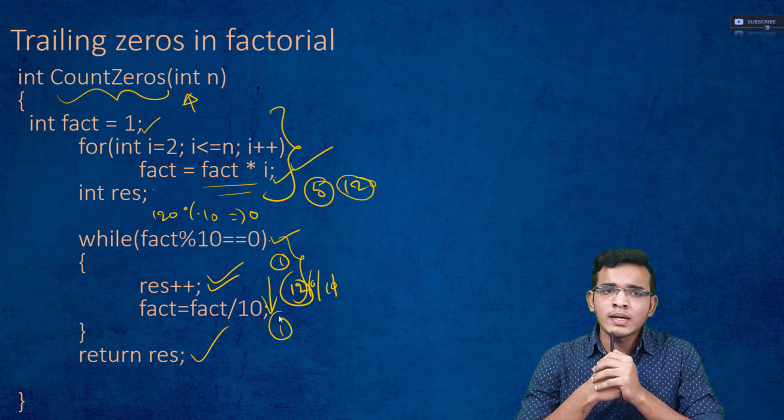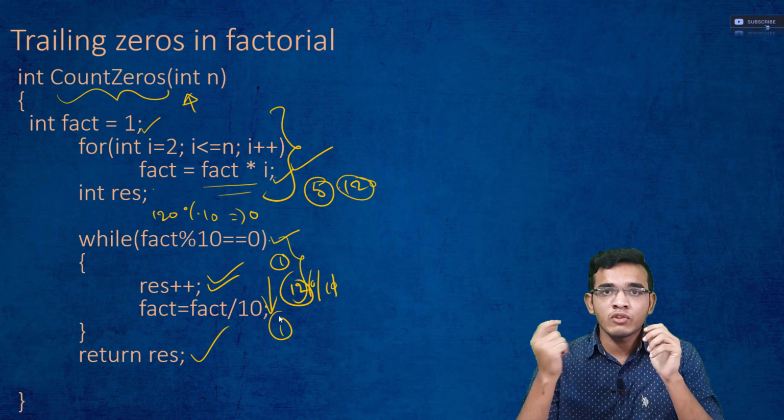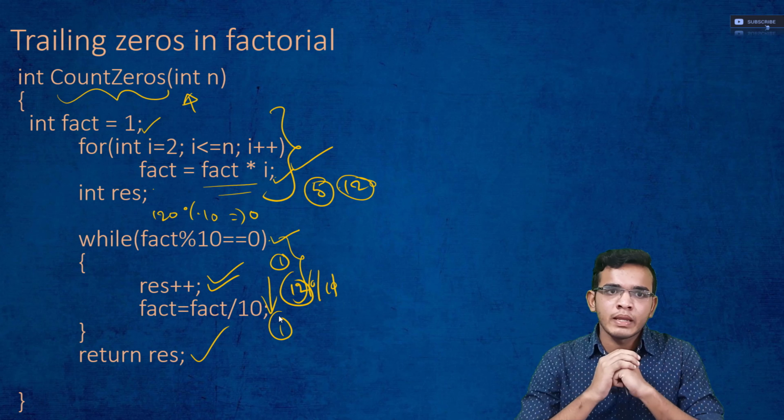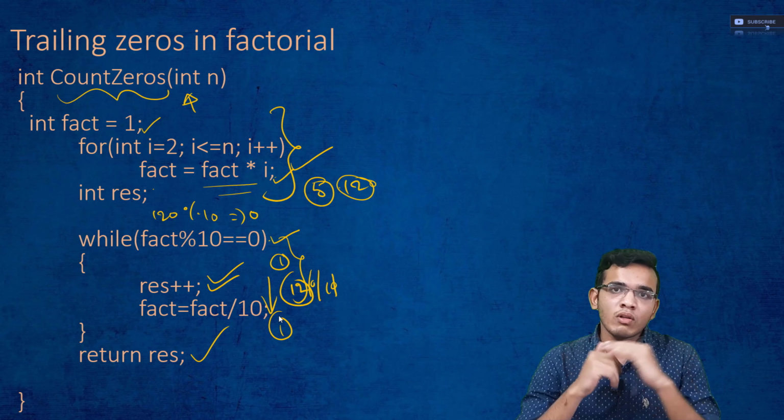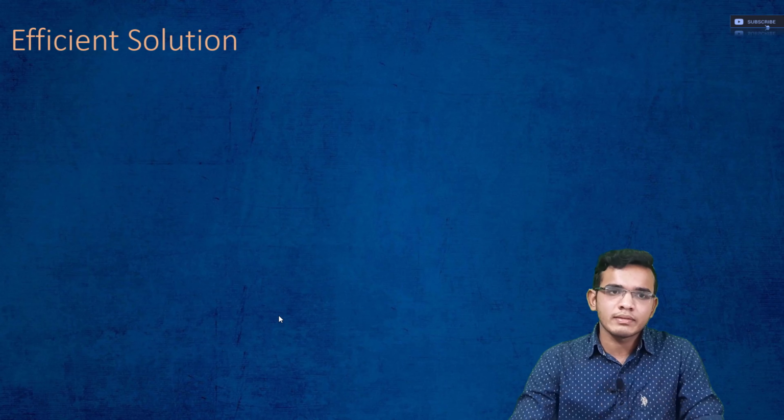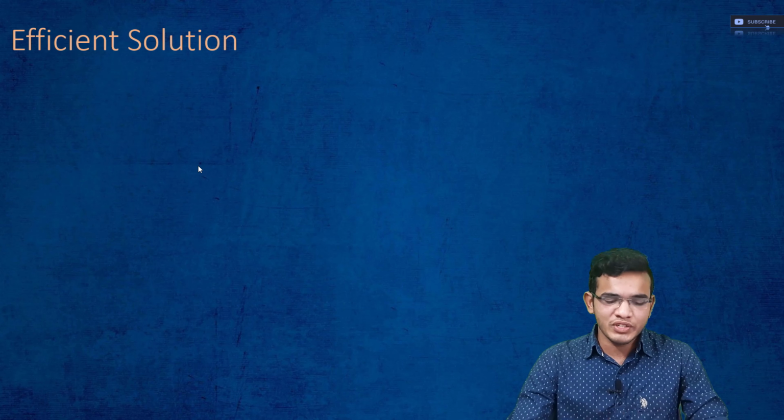This approach works when the calculation of factorial value is very limited. Let us say the n value is 100. I can calculate the factorial value of 100, but it doesn't fit into my integer data type. So I have to check for an alternative where it doesn't involve calculation of a factorial. Let's now look for the efficient solution.